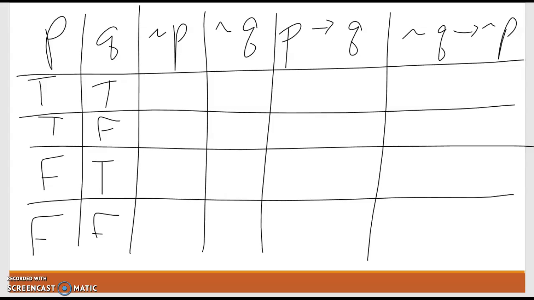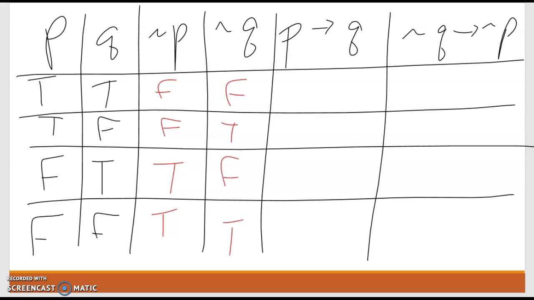Now let's go ahead, because we are also going to talk about not Q and not P. Let's talk about the truth table columns here for our negations. So not P would flip them around, so it would be false, false, true, true. And then not Q would be, again, flipping them to the opposite, so false, true, false, true.